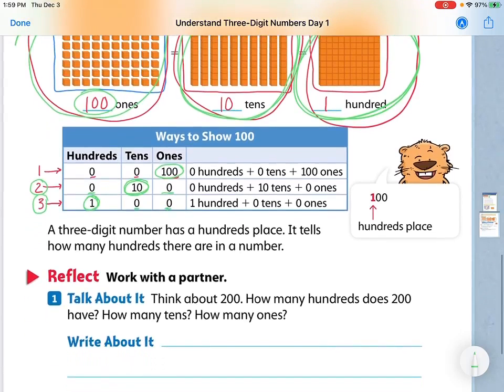Down here it says a 3-digit number has a hundreds place. It tells how many hundreds there are in a number. So our little guy over here, I don't know what he is, a beaver or something like that, is saying that this number 100 is showing us how many hundreds we have. In red, it's showing us that we have 100 in the hundreds place. Okay? All right.